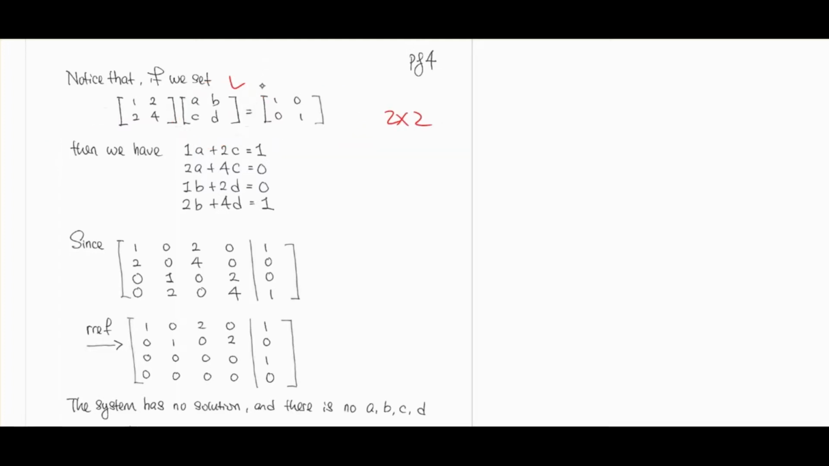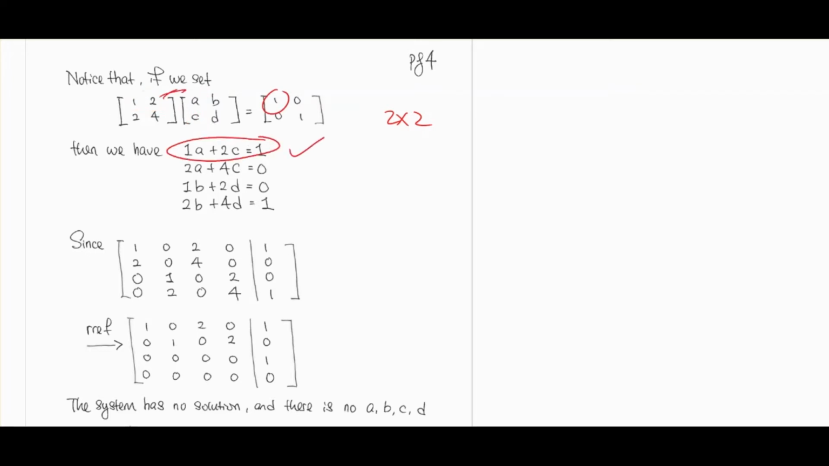So if you can find such a matrix so that this product is equal to I, and if you switch this around, you can also still get I, then we will be able to say that this matrix is the inverse of this matrix. But if you set this thing up, you will see that this requires us to have 1a and 2c equal to 1.